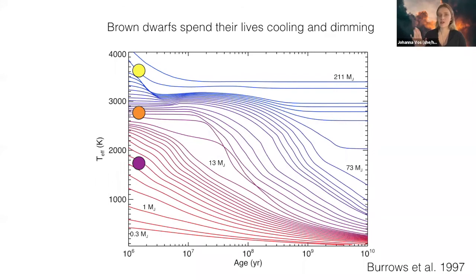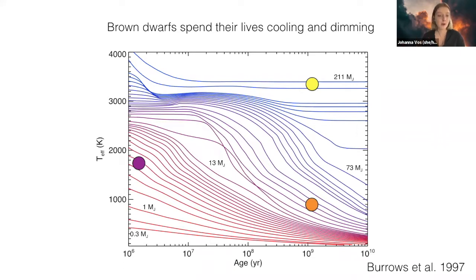So this plot is showing evolutionary temperature curves of low mass stars, brown dwarfs, and giant planets. And all of these lines represent objects with different starting masses. And as I said in the last slide, the defining characteristic of a brown dwarf is that it cannot sustain hydrogen burning in its core, so it can't produce its own energy. So while a low mass star will reach the main sequence and continue to burn for billions of years, a brown dwarf simply can't produce its own energy.